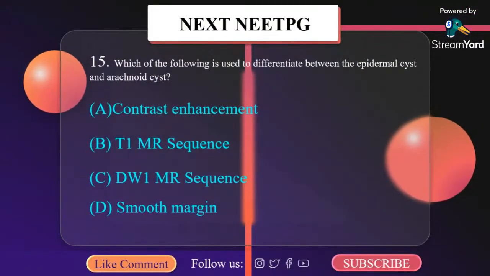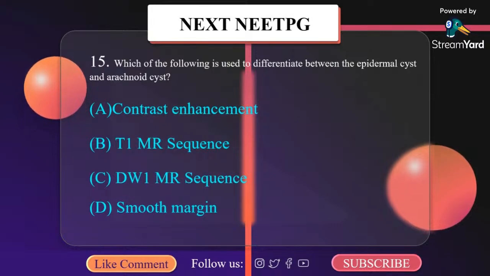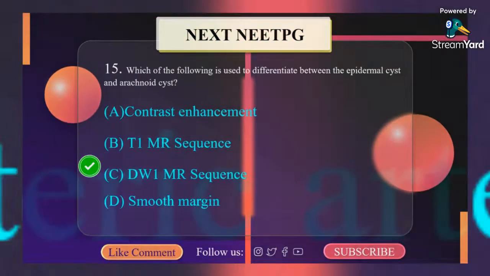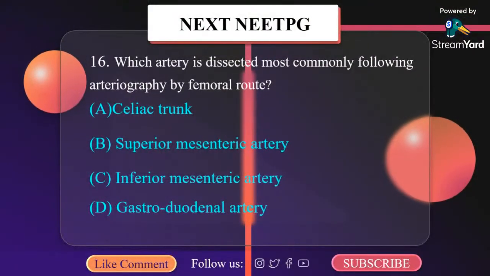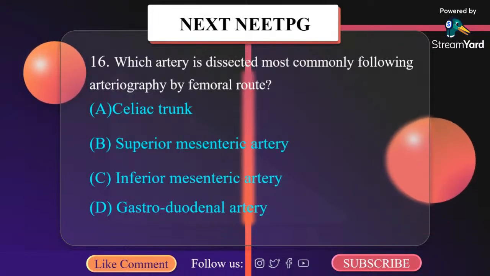Which of the following is used to differentiate between epidermal cyst and arachnoid cyst? Contrast enhancement, T1 MR sequence, DWI MR sequence, smooth margin. The answer is DWI MR sequence. Which artery is most commonly associated with arteriography by femoral artery? Is it celiac trunk, superior mesenteric artery, inferior mesenteric artery, or gastroduodenal artery? It is inferior mesenteric artery.